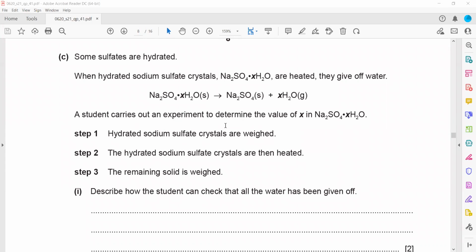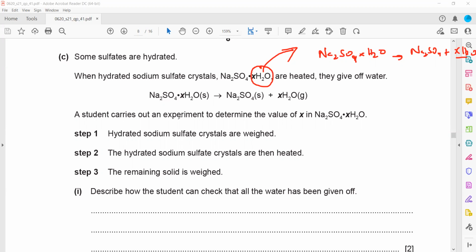Some sulfates are hydrated. Hydrated means that they contain water of crystallization. When hydrated sodium sulfate is heated, normally when we supply heat energy, the water of crystallization is given off. Like if we have hydrated sodium sulfate, Na2SO4·XH2O, when we supply the heat energy, it will become Na2SO4 plus XH2O, like X water molecules are being released.